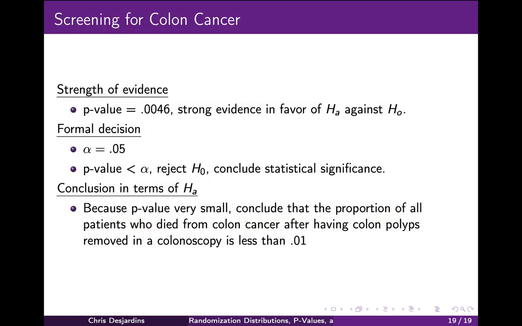Going back to the screening for colon cancer example, we calculated a p-value of 0.0046. This is very strong evidence against the null hypothesis and in favor of the alternative hypothesis. If we want to make a formal decision and alpha was set to 0.05, the p-value is less than alpha, so we would reject the null hypothesis and conclude our results are statistically significant. Relating these findings back to the original research question, is the proportion of all patients who died from colon cancer after having colon polyps removed in a colonoscopy less than 0.01? The answer is yes, because our p-value is extremely small.